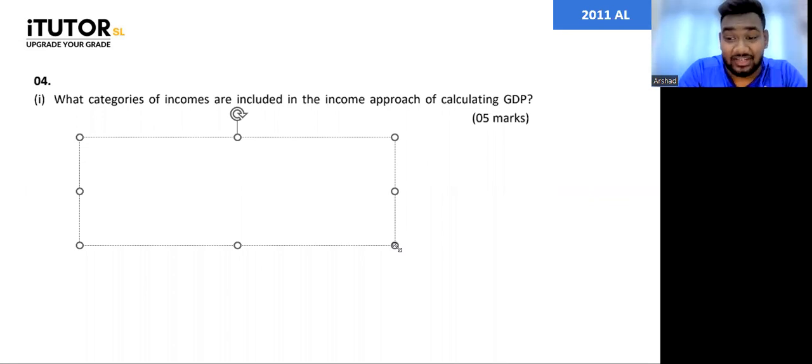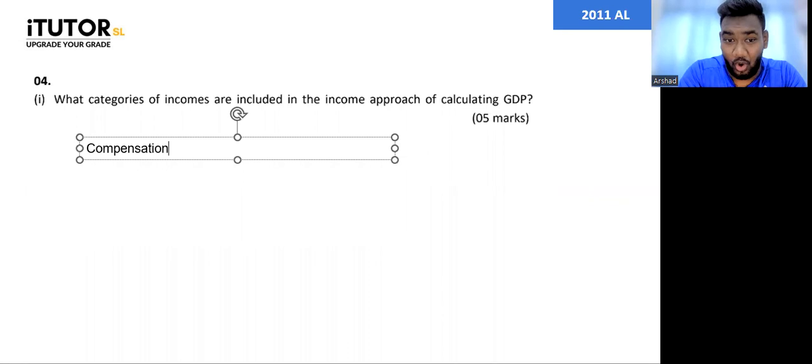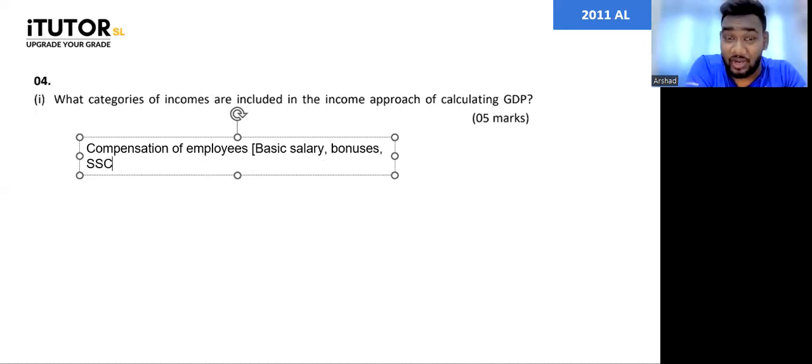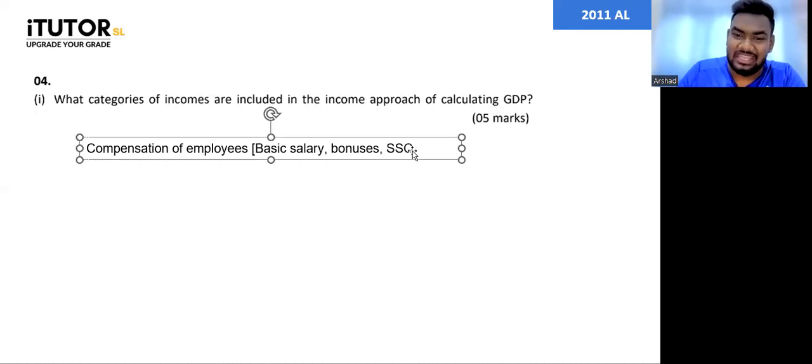What do we have? So we have number one, compensation of employees. Inside compensation of employees, just as additional information for you all, you might have the basic salary, bonuses that the employees get, and the social security contribution. Now you all know something like EPF, the employer also contributes some part. It's 8% employee, 12% employer. That contribution also comes under compensation of employees. Then maybe any insurance benefits that they get, different things come under this.